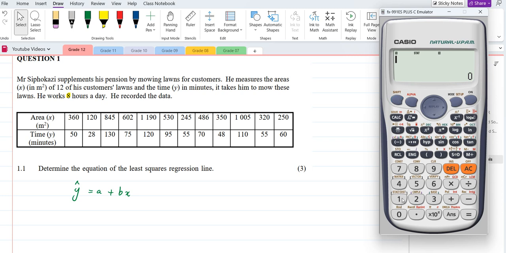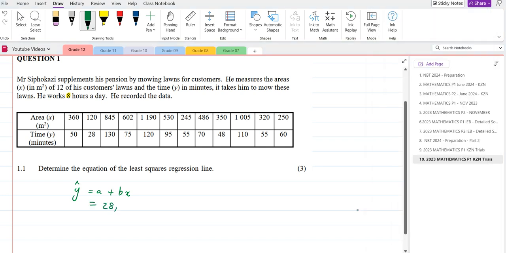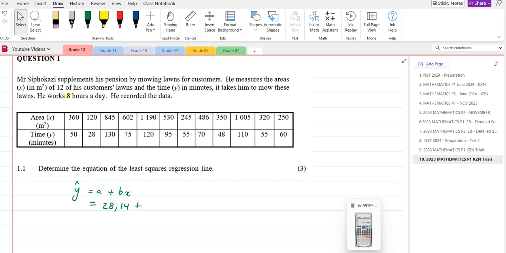Press shift 1 because we want the equation of the least squares regression line, a plus bx. Go to regression, option number 5, and select number 1. When I select A, I'm getting an answer of 28,14. So we're going to write this answer down. 28,14 plus or minus. I think it will be plus. Let's see. Because the bigger the area, the more time in minutes it takes him to mow the lawn.